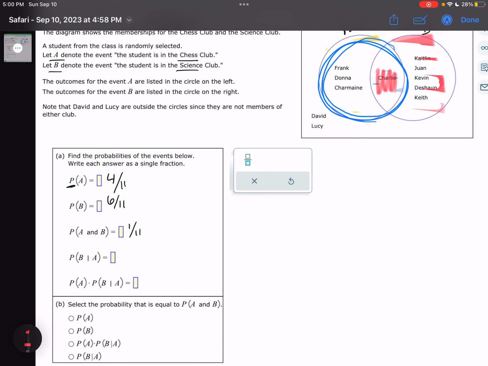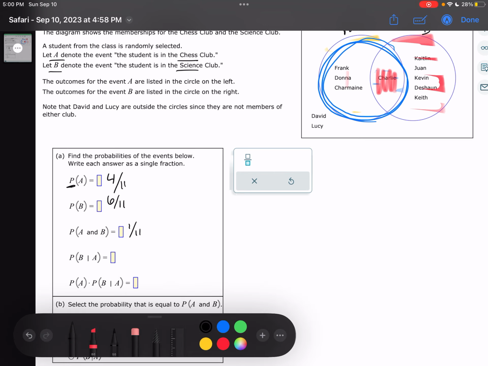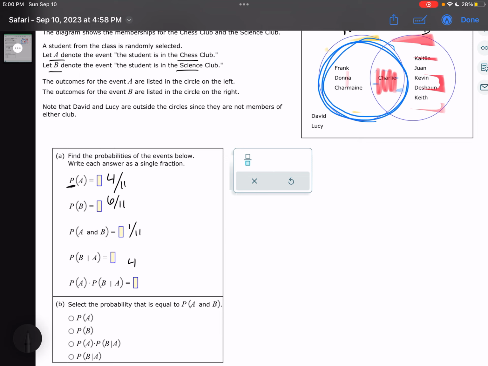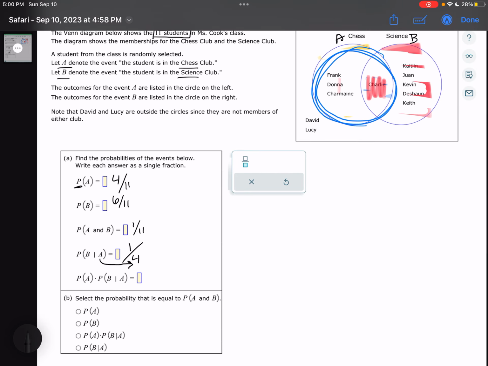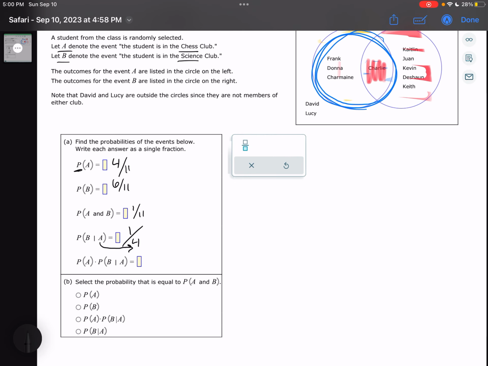So I only had 1, 2, 3, 4 students in the entire circle A. So my denominator is 4 because that's what I was given. There were 4 students in A. And in circle A, only 1 of them was from the group B.